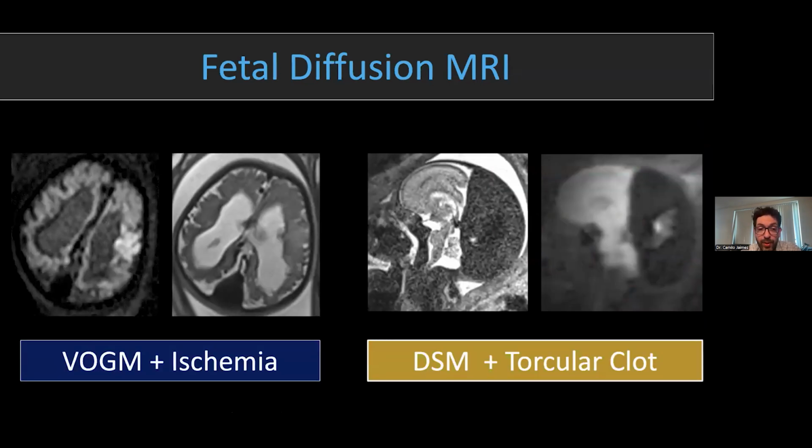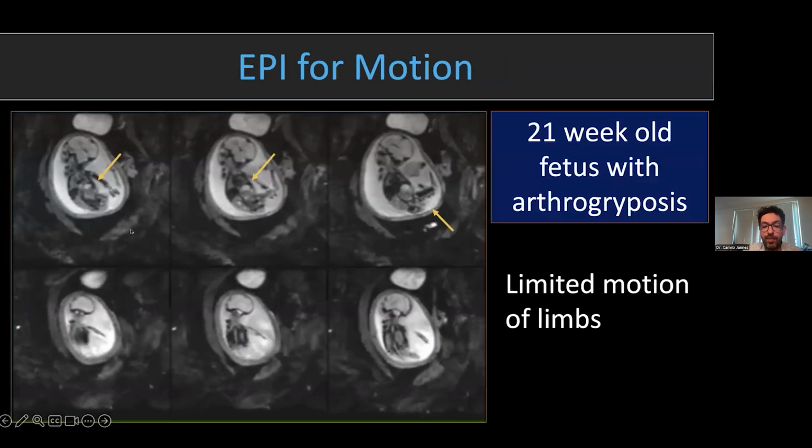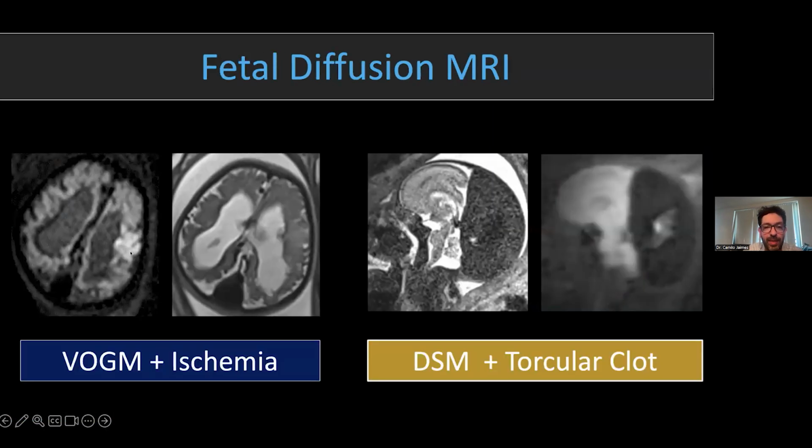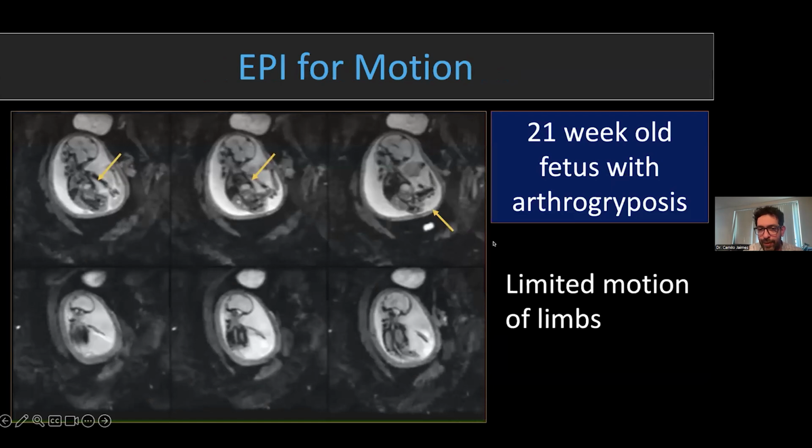These are some examples. I do it whenever I'm dealing with vascular cases. So the exam on the left is a vein of Galen malformation, with ischemic changes from venous congestion. The exam on the right is a dural sinus malformation with clot in the torcula. Difficult to pick up on the background of a dark signal from HASTE, but restricting diffusion.